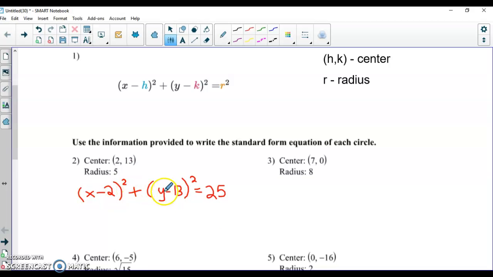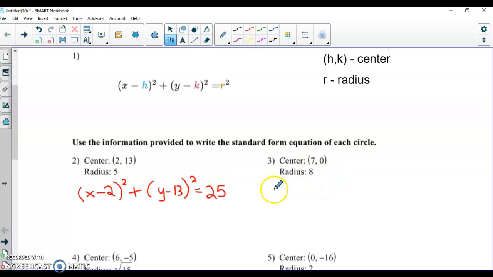X and y stay there. 2, 13 is our center, but those subtraction signs were already in the equation. They don't mean negative 2 or negative 13. There's a plus here, and then we squared the radius. 5 squared is 25. Okay, so let's take a look at number 3.